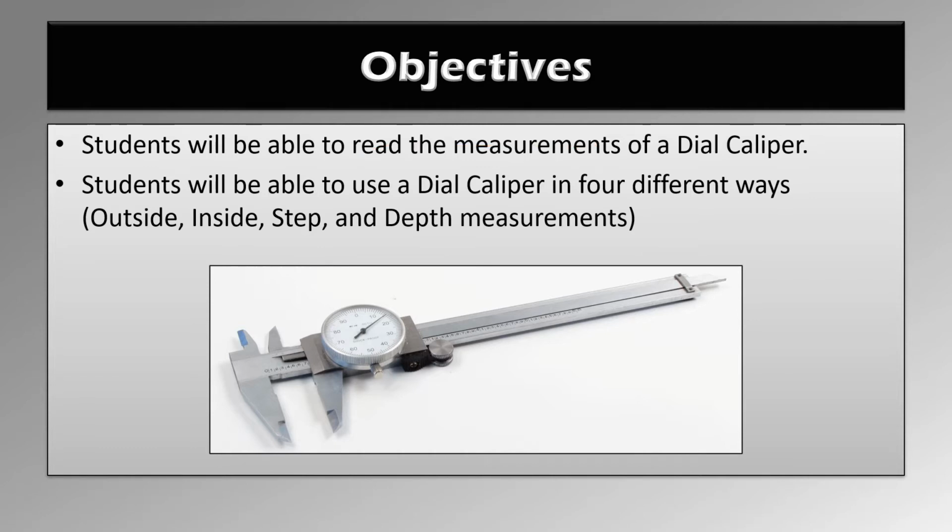And students will also be able to use the dial caliper in 4 different ways, using an outside measurement, an inside measurement, a step measurement from here to here, and a depth measurement from the end to this part over here. So there's actually 4 different ways to take a measurement with this really cool tool, the dial caliper.